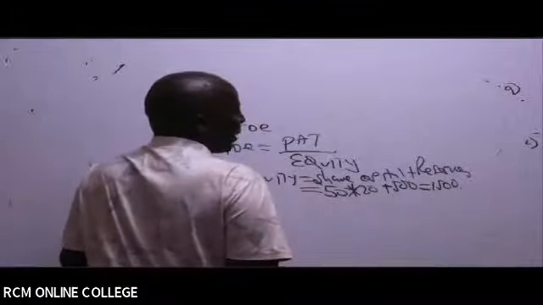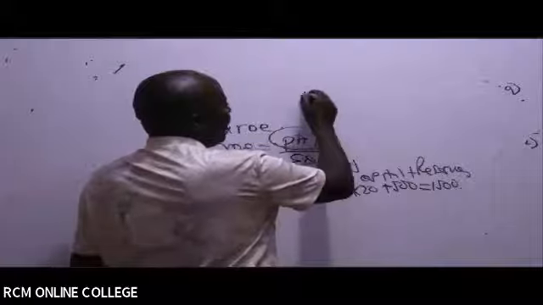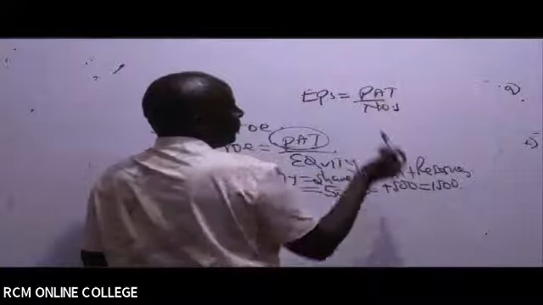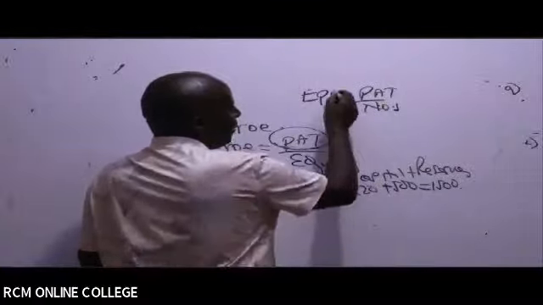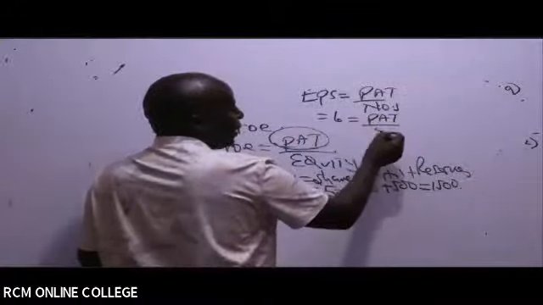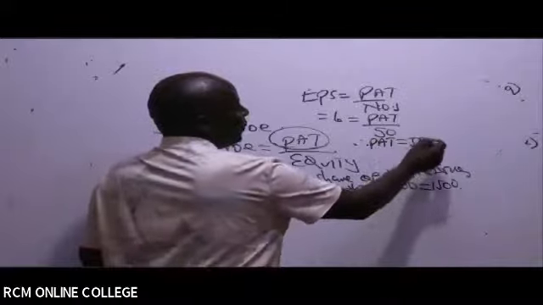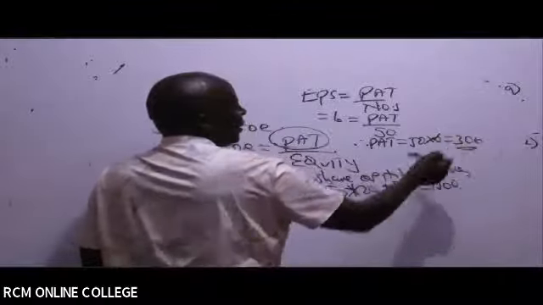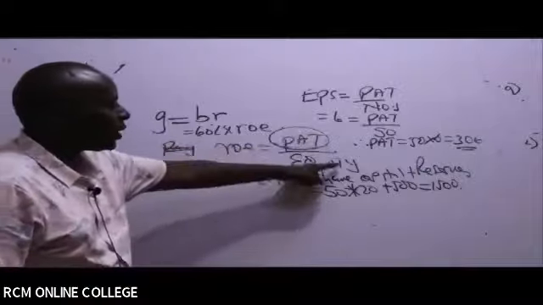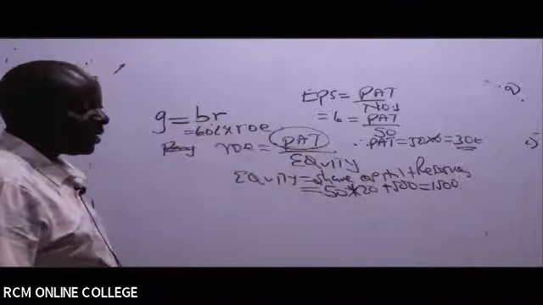And then this one was hidden. To get this PAT, ladies and gentlemen, we have to use the formula of EPS, which is PAT over number of shares. In this case the EPS is given as 6. PAT we don't know, but we have number of shares, which are 50. Therefore, PAT will be 50 times 6, which is 300. Then we're able to take 300 divided by 1,500. Whatever answer we got, we plug it in here.